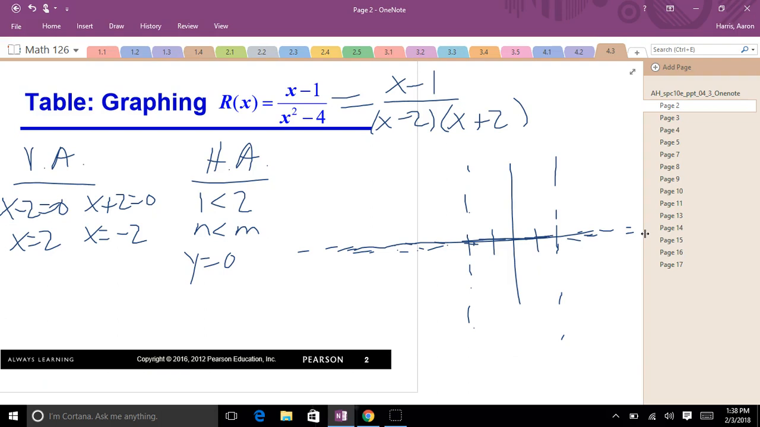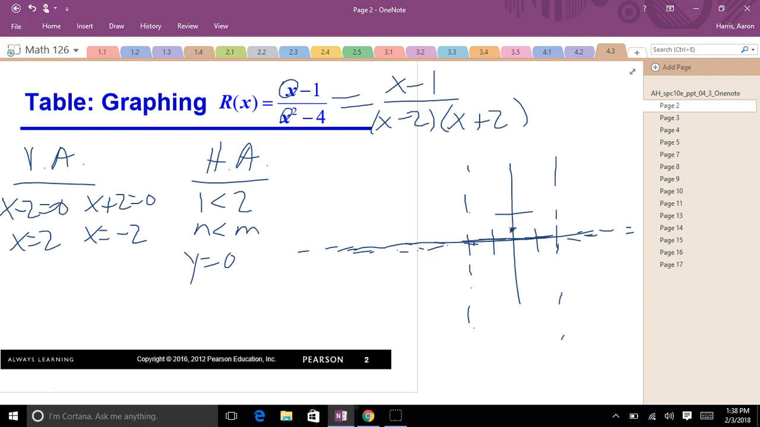And then at this point, you can ask, are there any intercepts? Do you have any x or y intercepts? If you allow x to be 0, you get 0 on top and 0 squared minus 4 on the bottom, so negative 1/4. So it does cross at (0, 1/4). That's one of our points, 1/4 of the way up.